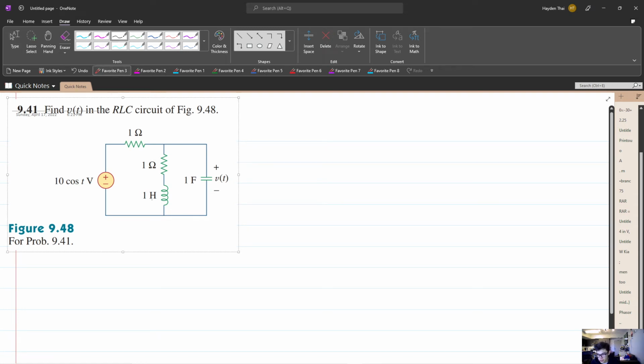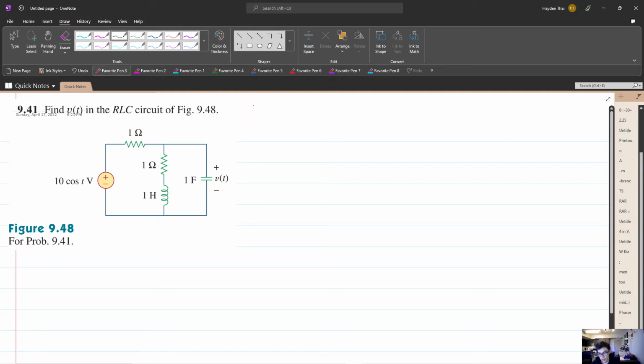All right, the first thing you're going to do, obviously, read the question. It says find v of t, which means we need to have our final answer in time domain. Right now our circuit is in time domain, so the first thing we need to do is convert it to phasor domain. And what we mean by that is we're going to redraw this circuit in AC steady state analysis.